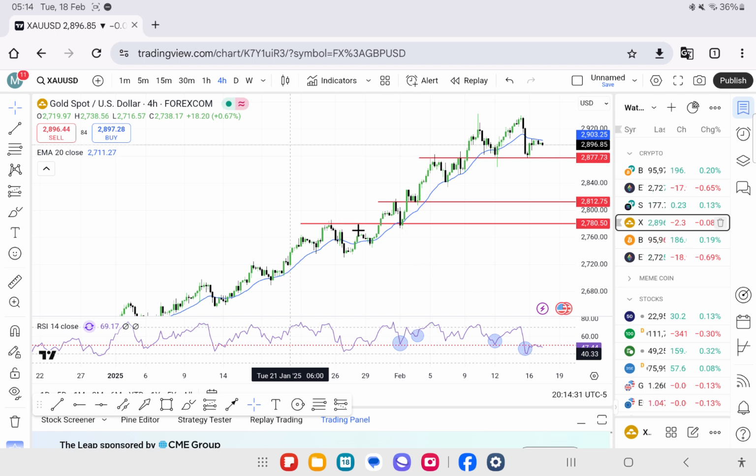Second thing, you have to identify your previous highs. Whenever the market is crossing your previous high, you have to wait until the market comes back and retests the area. For example, from here, 2780 is the level where the market has come back and tested that area, and that is the point where you have to take the entry.